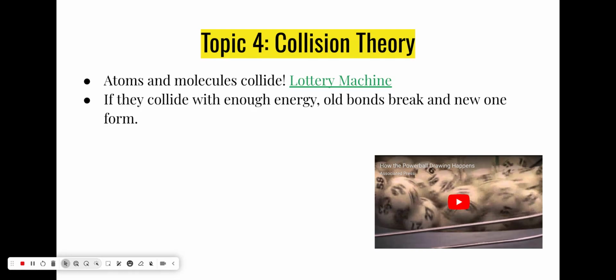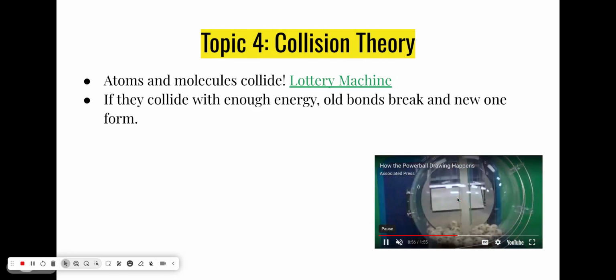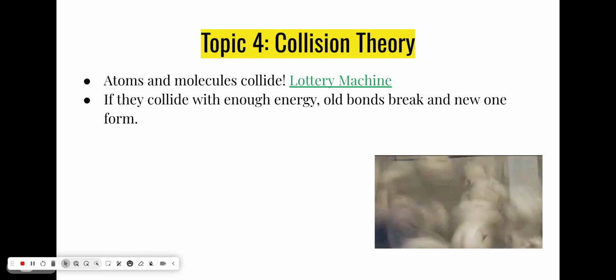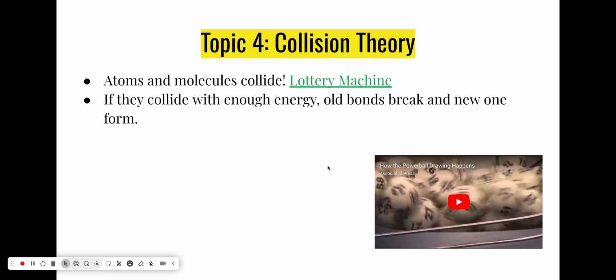Again, what I want you to picture is this lottery machine, okay? Energy is building up, and now we have a lot of energy in the system, and presumably if we have enough energy, we can break old bonds and form new ones. That, of course, would be a chemical reaction in and of itself, okay?